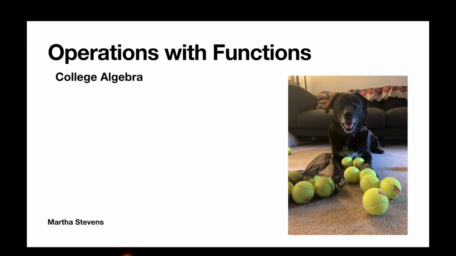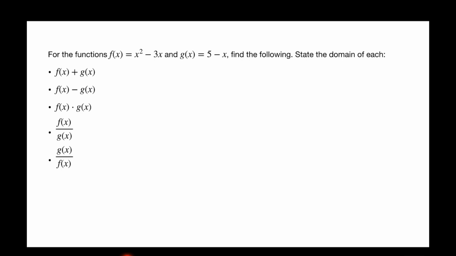This video is going to run through operations with functions, including compositions of functions. So let's just start by doing an example. For the following functions, f of x equals x squared minus 3x, and g of x equals 5 minus x, find the following, state the domain of each.